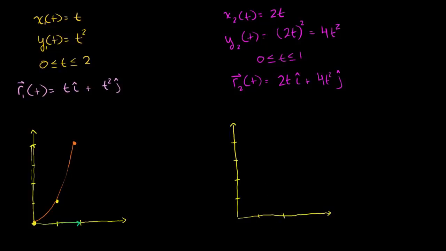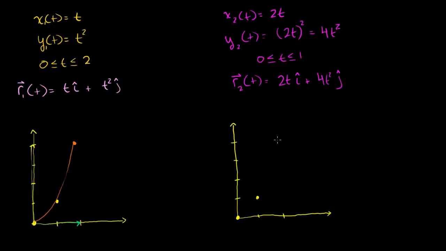And then let's see what happens when t is equal to 0, or r of 0. All of these are going to be 0. We're just going to get the 0 vector. x and y are both equal to 0. When t is equal to 1/2, what are we going to get here? 1/2 times 2 is 1. And 1/2 squared is 1/4 times 4 is 1. So when t is equal to 1/2, we're going to be at the point 1, 1. And when t is equal to 1, we're going to be at the point 2, 4.